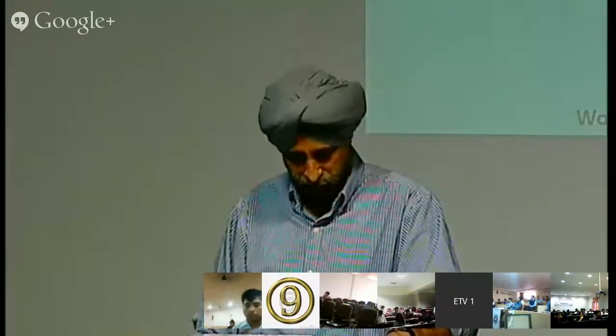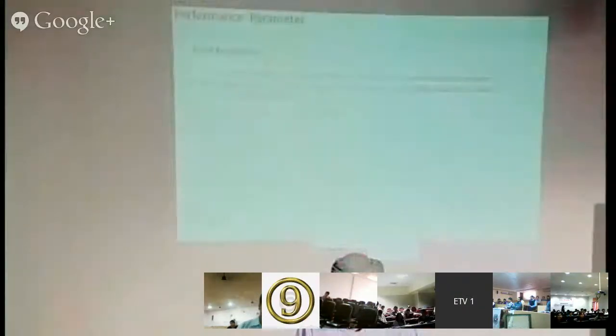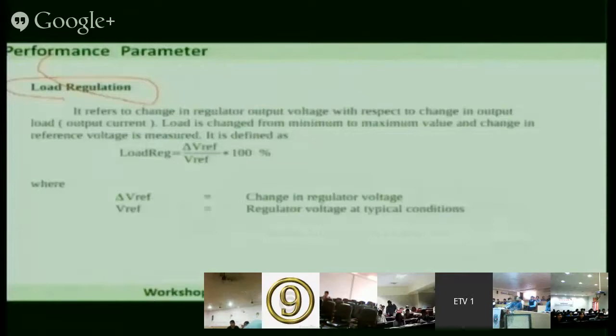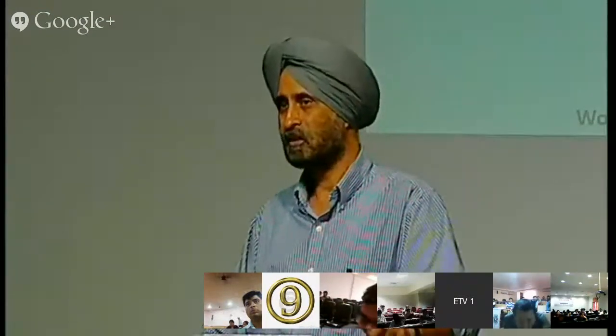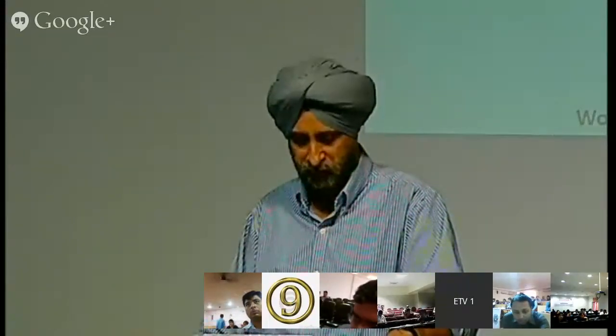First is the load regulation. What is the meaning of load regulation? Load regulation refers to the change in the output voltage with respect to the change in output current. If there is no current, there is some output voltage, but if there is a change in the output current, there is a change in voltage, and that change is divided by the reference voltage. This is how it is defined.